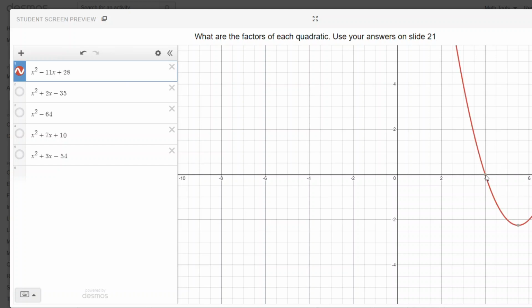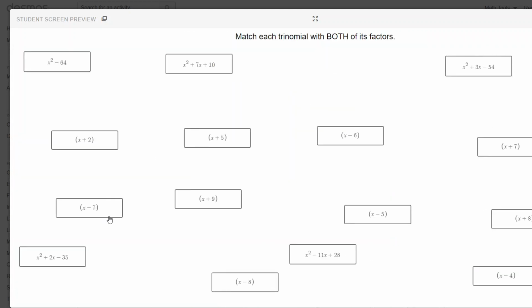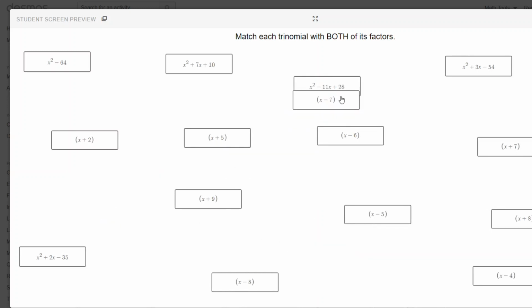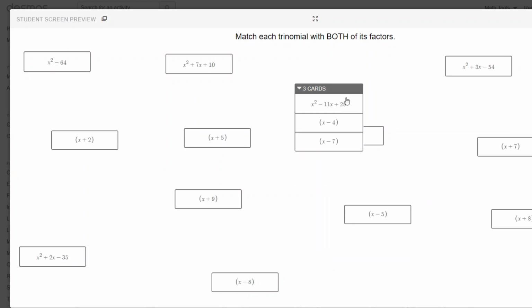All you're looking for, remember, is you're going to start by looking for those x-intercepts. So 4 and 7, but then do the opposite. So this would be x minus 4 and x minus 7. So let's see if we can find that question. There we go. There's my x minus 7, and there's my x minus 4. Whoops, is it going to let us join them all together?